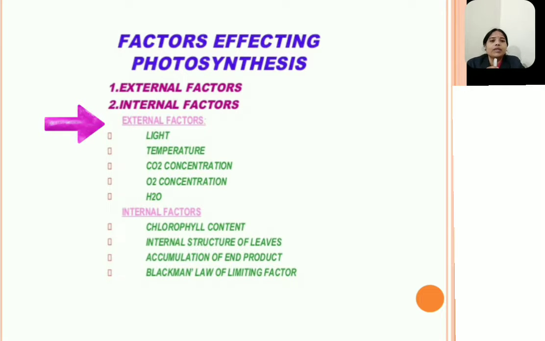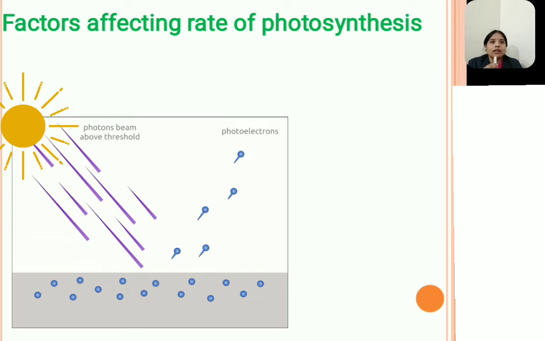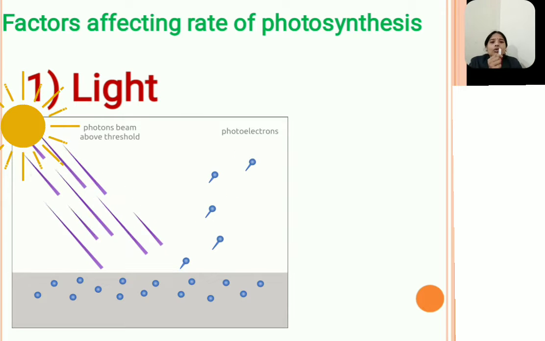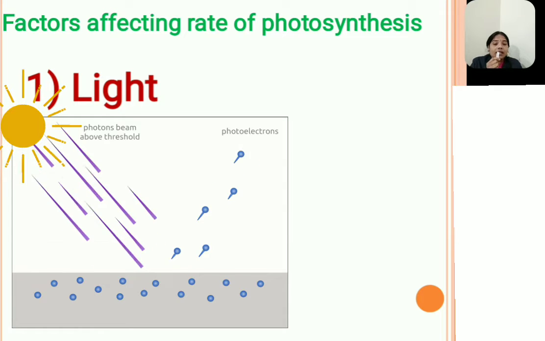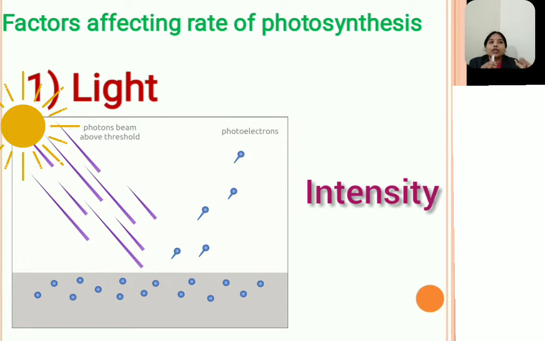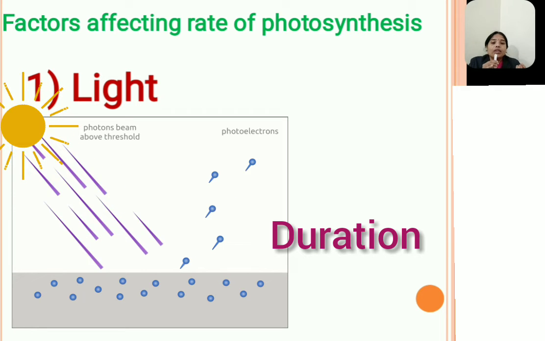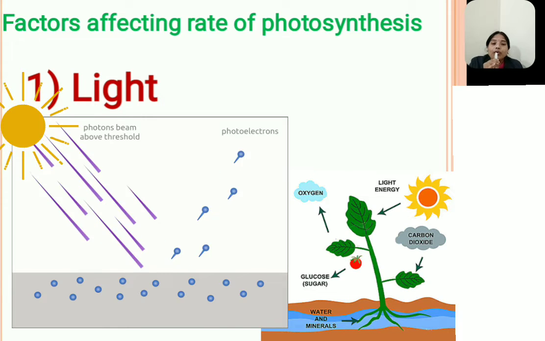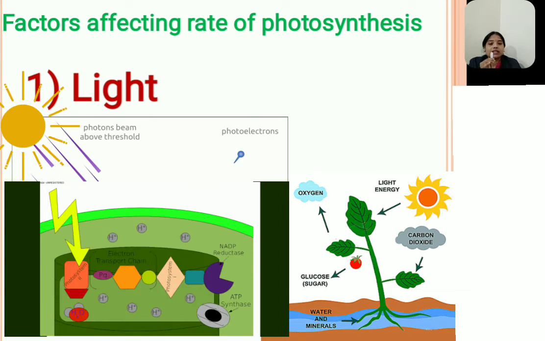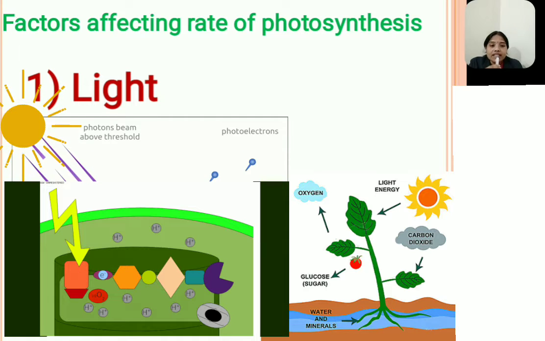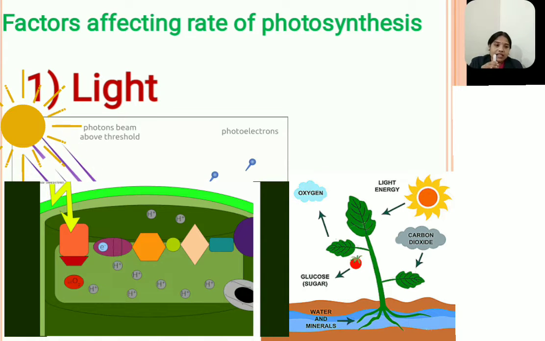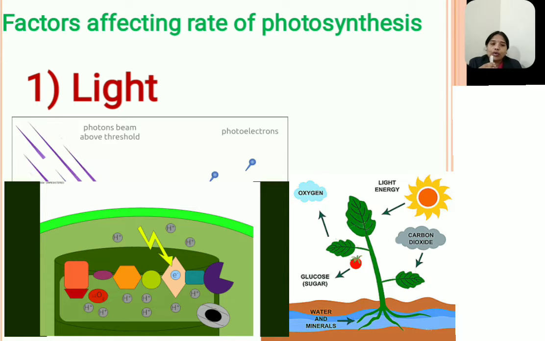So first we study light. Light is again divided into three: quality of light, quantity of light, and duration of light. First, light is essential for photosynthesis. It provides energy for photosynthesis, and quality, intensity and duration of light increase the rate of photosynthesis.